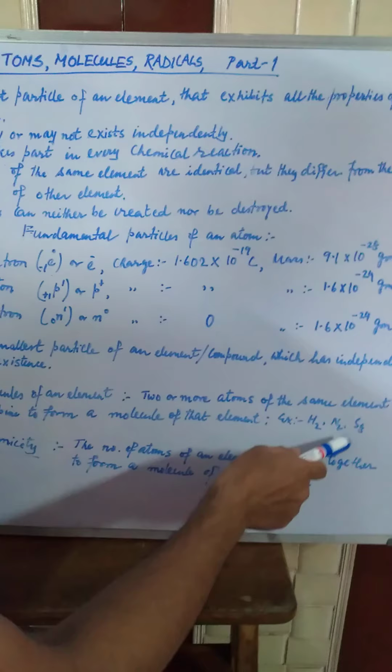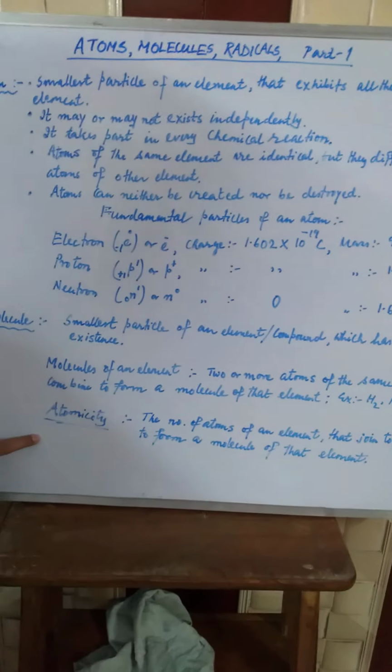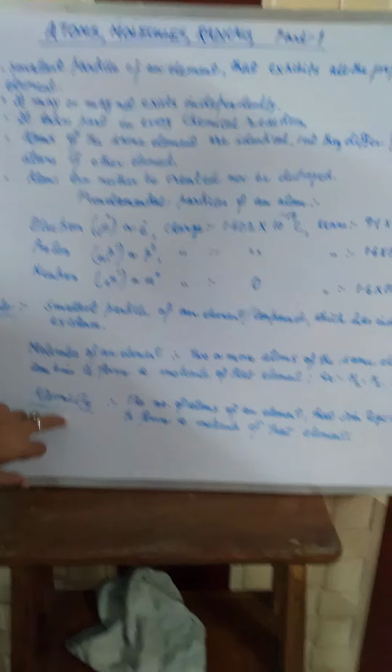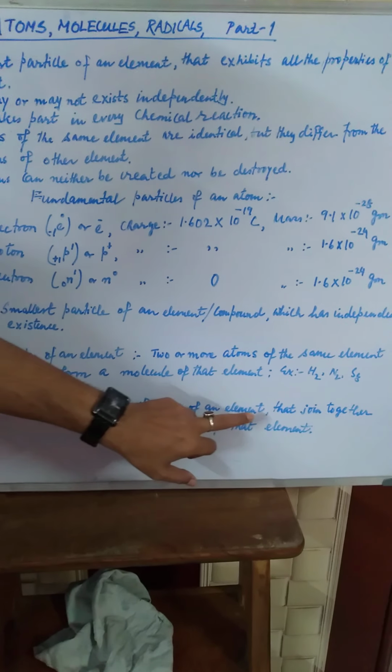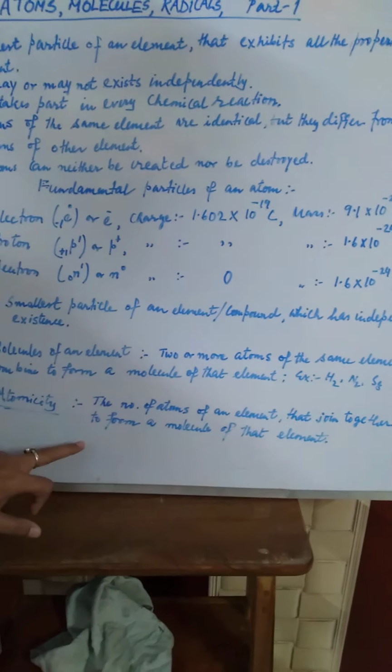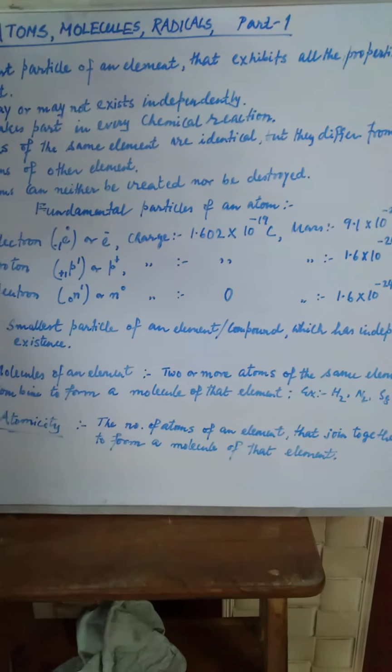Now this 2 or 8 is termed the atomicity. What is the meaning of atomicity? It is the number of atoms of an element that join together to form a molecule of that element. In the case of hydrogen, two atoms of hydrogen combine to form one molecule of hydrogen, so you can say the atomicity of hydrogen is 2, or that hydrogen is an example of a diatomic molecule.